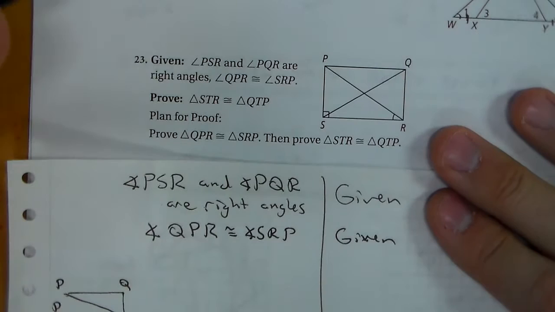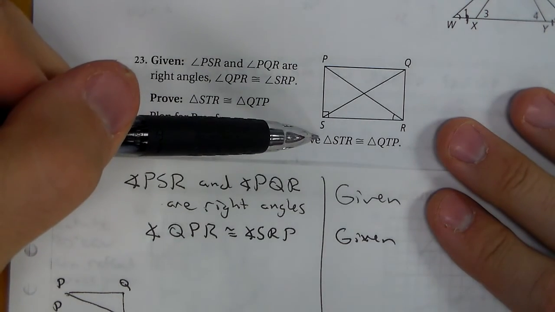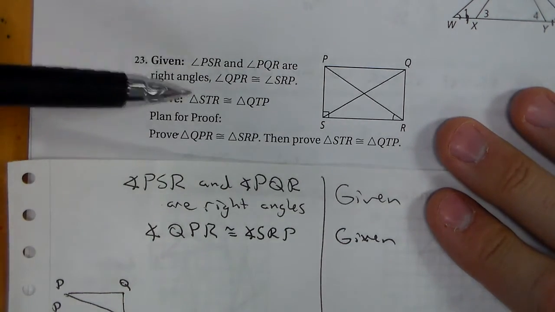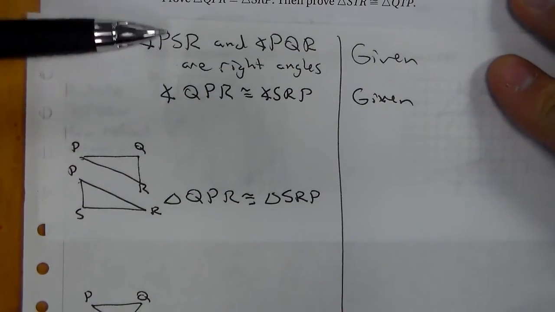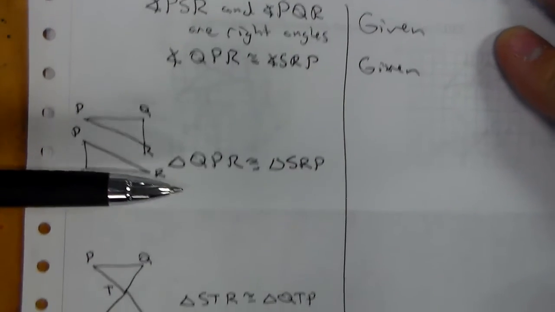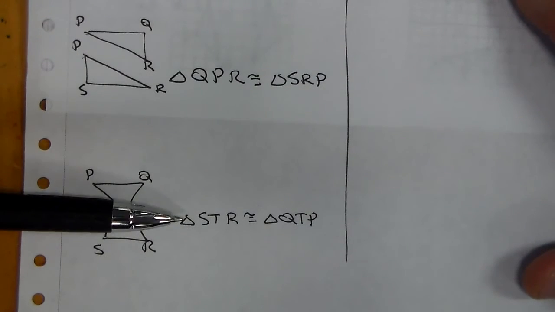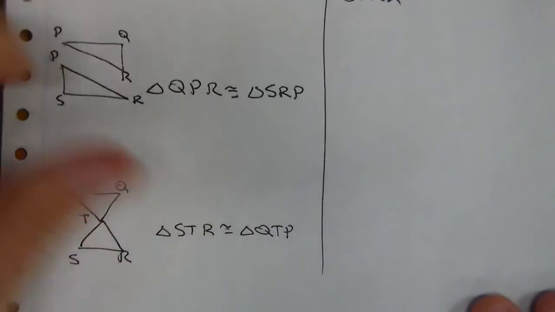For number 23, we're proving that we have two triangles congruent, but they give us a hint kind of along the way that we're going to prove QPR congruent to SRP, then get to STR to QTP, which is really our goal. So I've kind of written out the plan for this proof I'm going to have. I'm going to start with my givens. I'm going to try to get these two triangles congruent. Once I get to those, I'm then going to work to get these two triangles congruent, which is my end goal.